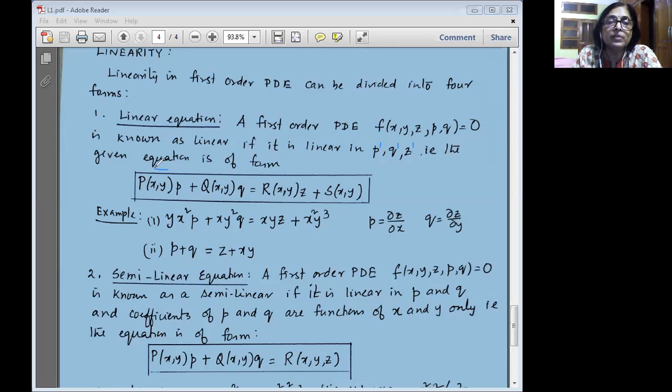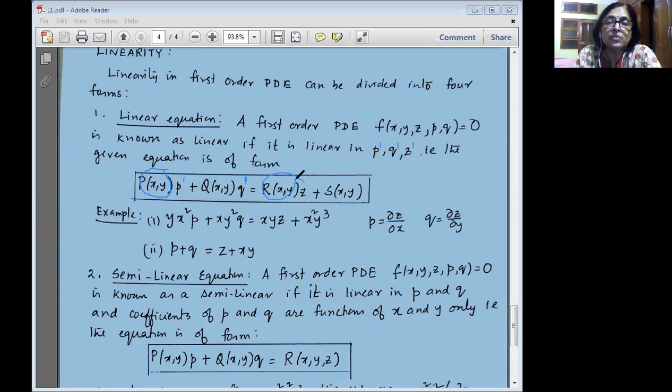Capital P(x,y) is nothing but a function of x and y. Any function of x and y; its degree may be anything, maybe more than 2, more than 1, doesn't matter. Small p has got degree 1. Capital Q(x,y) is a function of x and y again, and small q, which is del z del y, has degree 1.